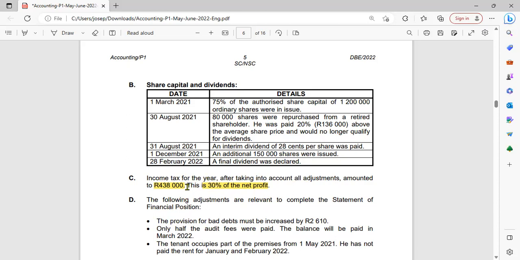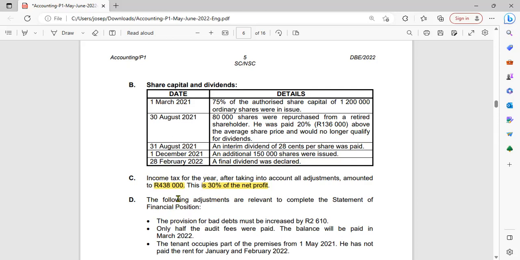So this information will no longer be difficult for you, right? We are going to take our 438,000, then multiply by 70, divide by 30. The reason I'm saying 438 multiplied by 70 divided by 30 is because, just take into account that net profit before tax is always 100%. The net profit after tax will depend on the percentage of income tax.